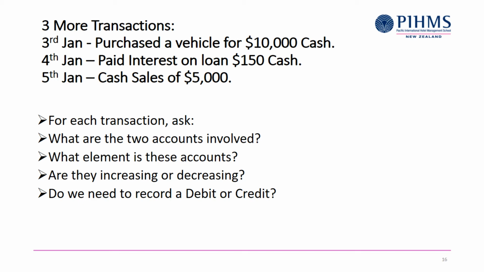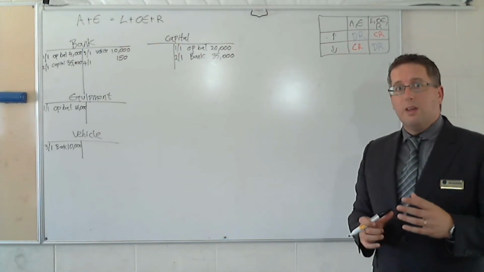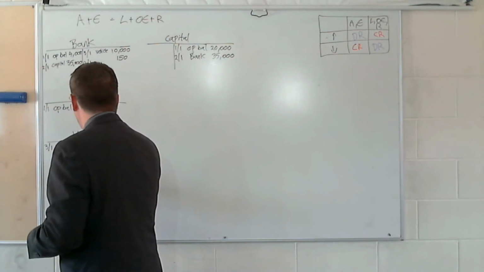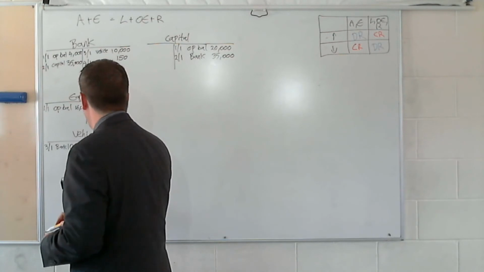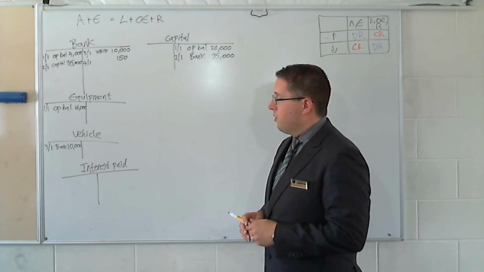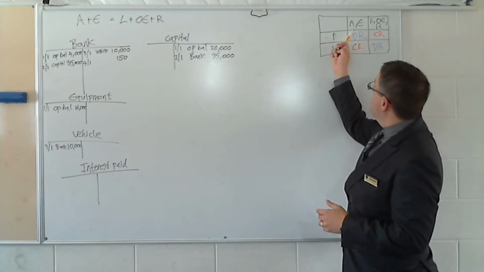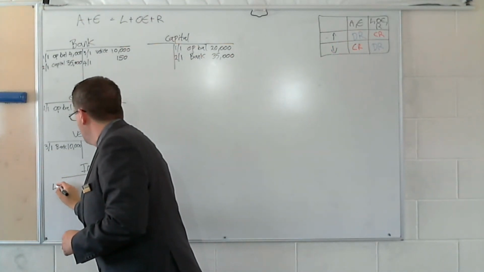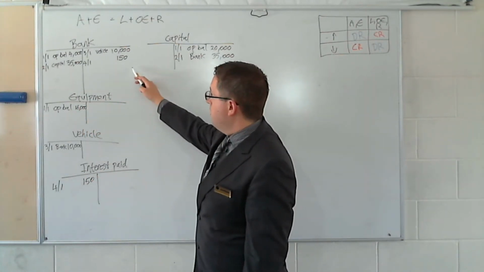$150 cash. So this is going to be a new T account called interest paid. Interest paid, that's an expense item. So, cost of the business, well, yes, the costs are going up. So, expense going up, it needs to be on the debit side. Which is good, because debit here, credit here.